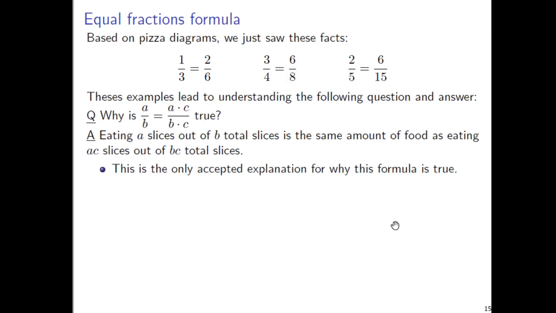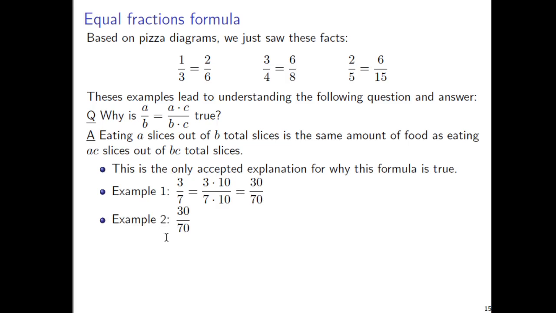This is going to be the only accepted explanation for why this formula is true. So as an example of using this formula, 3/7, the whole point is you can multiply a fraction by the same number on top and bottom, and the value of the fraction remains equal. So 3/7 is equal to 3/7, but multiplying by 10 on top and bottom. And the top simplifies to 30, and the bottom simplifies to 70. So 3/7 can turn into 30 over 70.